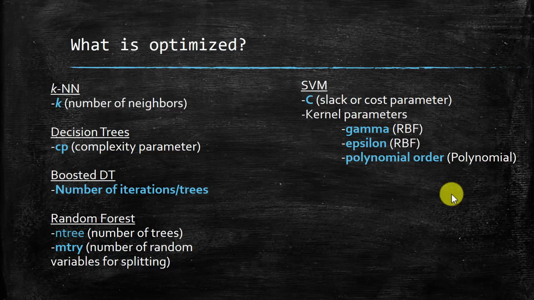A note for random forests: the number of trees, generally, it's not super sensitive to that. You can just use a large number and then optimize on mtry if you want. SVM can be somewhat complicated to optimize because there's a large number of parameters you could try. Again, you're probably going to want to optimize the cost parameter. For radial basis function, it'd be gamma for classification, and epsilon for regression, and polynomial order for polynomials.